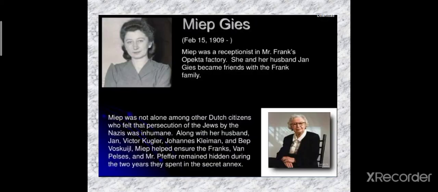And another important person in Anne's life, or in this story, was Miep Gies. She was a receptionist in Mr. Otto Frank's office, and she and her husband, along with a few other friends who were Dutch citizens, wanted to help. They were against the persecution of Jews. These people actually helped all these 8 members who were hidden in the building.